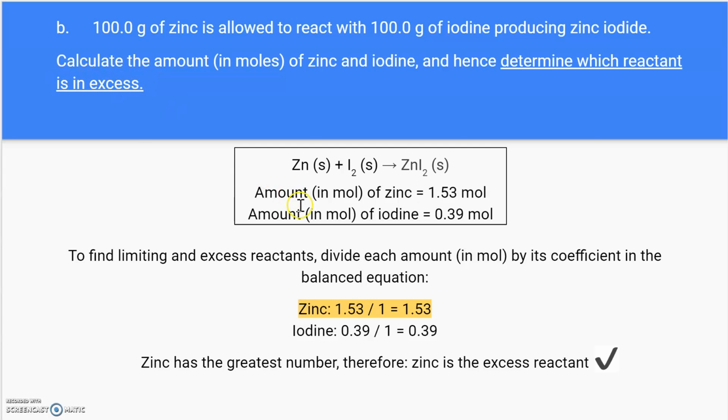So once this is done, in order to check for the excess reactant, because they're asking for the reactant that is in excess, we would need to identify which of the reactants has a greater amount present in the reaction. So we have 1.53 moles of zinc and 0.39 moles of iodine. So the reactant in excess would be zinc, as it is the one that has the greatest amount reacting. So as zinc has a greater number, zinc is the excess reactant, and we have already solved the second part of section B of the exercise.